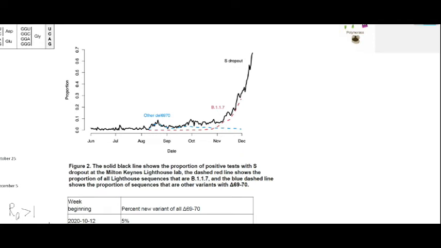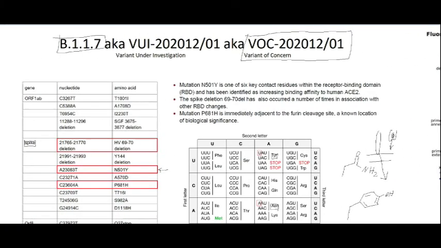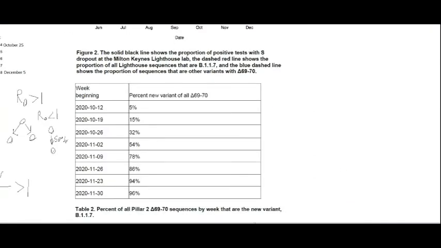And what they found is that the deletion in this new variant, they're finding an increased amount of that in the proportion of the virus that they're finding. And so you can see that they're finding more S dropout, and that is going up correlatively with this B.1.1.7, which, as I said, is the same as this variant of concern. It's just another name for it.